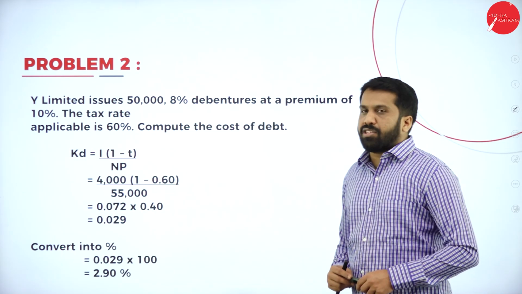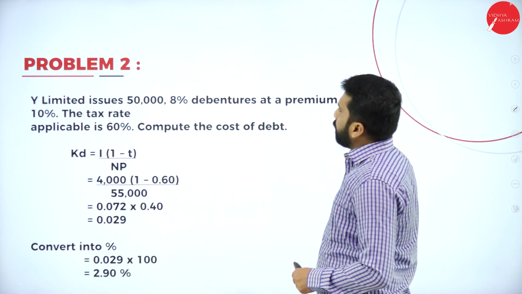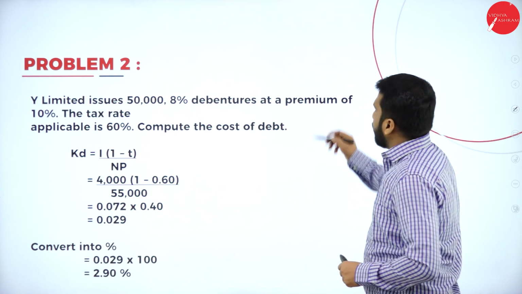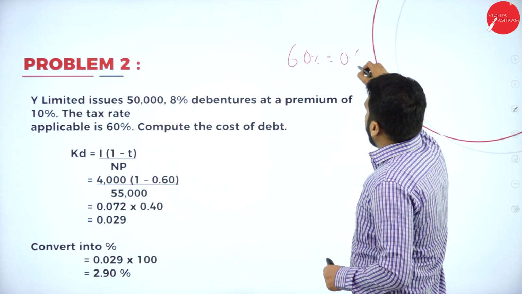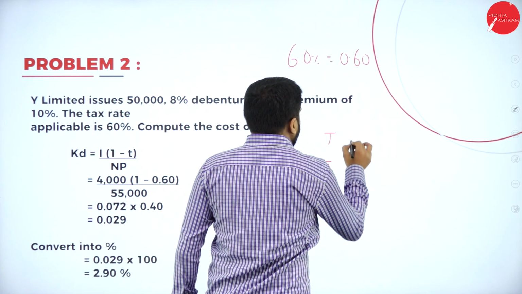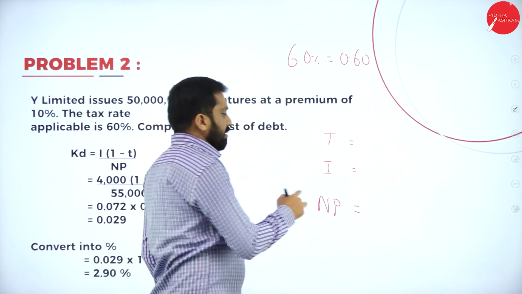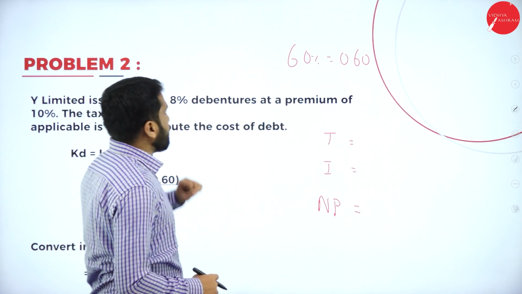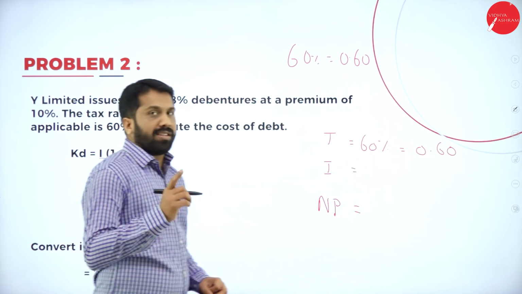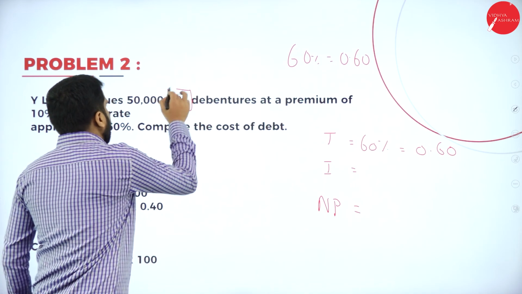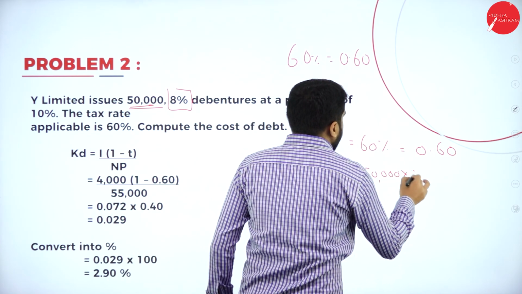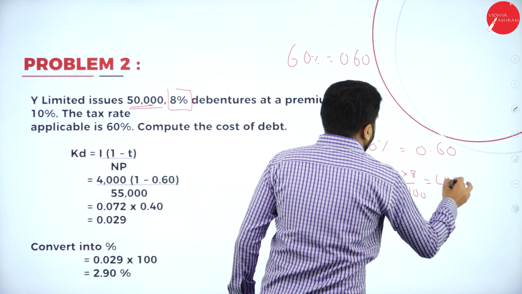That is, Y Limited issues 50,000 8% debentures at a premium of 10%. The tax rate applicable is 60%. What is the tax rate? Remember, 60% means 0.60. I'll go one by one. What is your tax? What is your interest? And what is your net proceeds? These three things we require. Now, tax is 60%, we can call it 0.60. What is the interest? They have given 8% on 50,000. So 50,000 multiplied by 8%, your interest is 4,000.